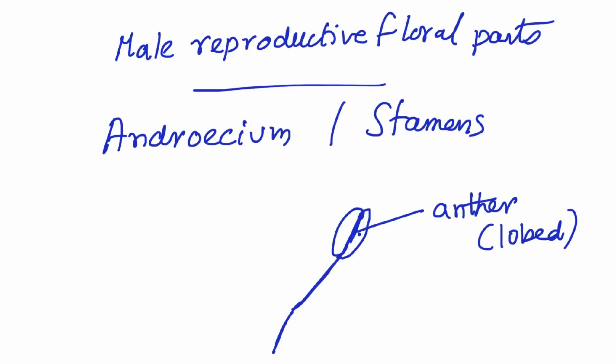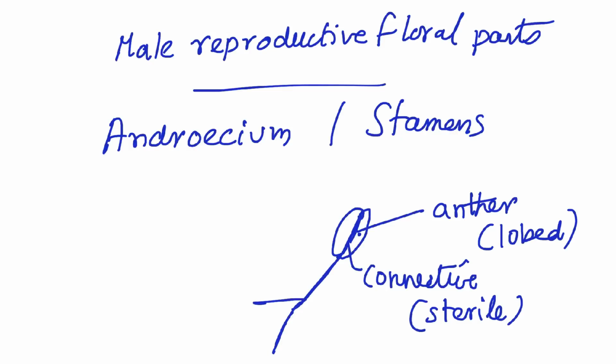Of course, the uppermost part is called the anther, which is usually bilobed, and there's a tissue which connects the two lobes of the anther, which is called the connective, and of course that tissue is sterile. And there's a filament which is attached to the anther, and the filament connects the anther to the flower.